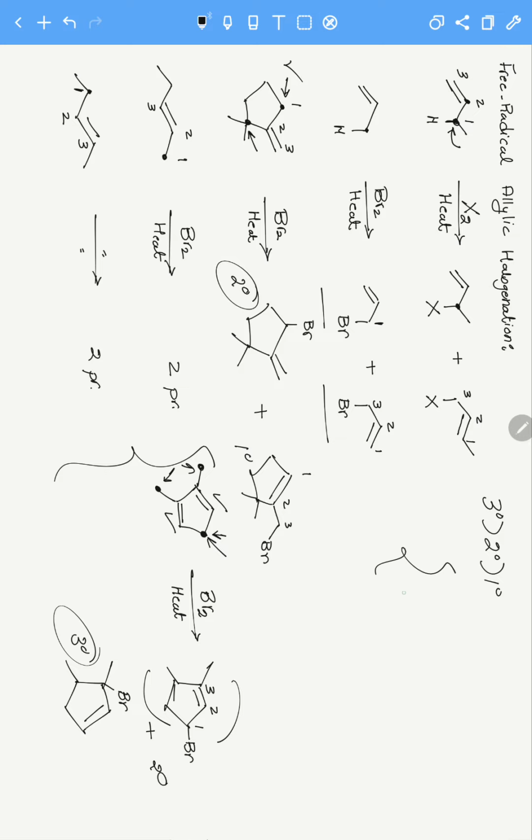Remember that this reaction follows a free radical mechanism, whereas in the previous cases, which are the reactions of allylic alcohols or halides, the reaction follows a carbocation mechanism. Also note that NBS, which is N-bromosuccinimide, can be also used instead of Br2 and heat. So in all these reactions, using NBS with heat or Br2 and heat will give the same products.